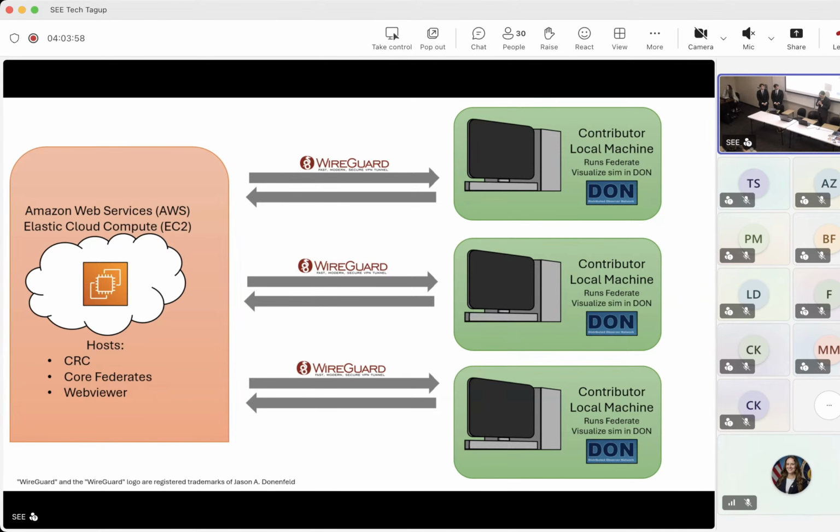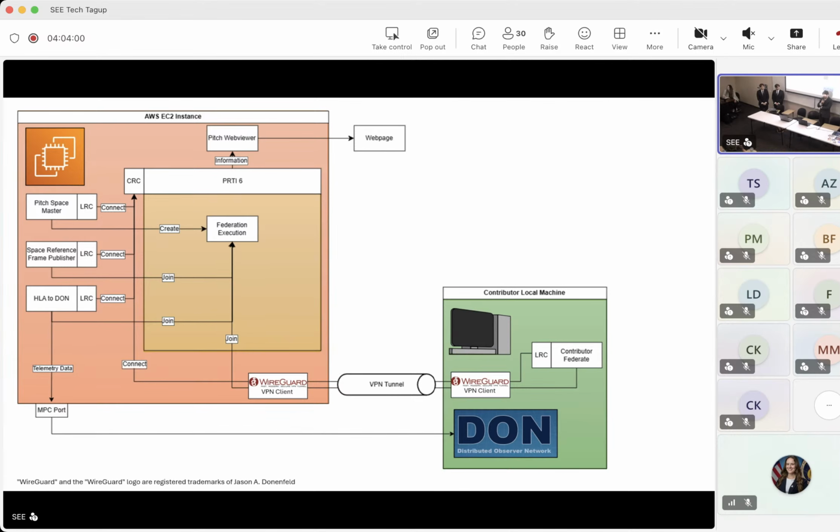Next slide, please. Drilling down into the actual server architecture, you can see over on the left, we have our core federates. And those are connected up to our RTI on the central server. They're creating the federation execution and joining it and publishing that essential information. Then over on the right, we have our contributors' local federate. They have their own instance of their federate, which is then connecting through WireGuard and also joining the federation execution.